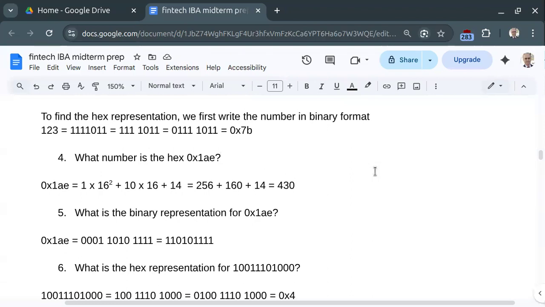So if I want to write 0x1AE from hexadecimal to find what number that is, I'm going to start with 1 times 16 squared plus 10, which is A, times 16 plus E, which is 14, not 15, but 14. 15 is an F. Okay, so that when you add all these numbers together, that'll give you 430.